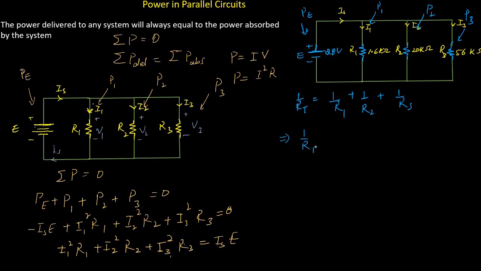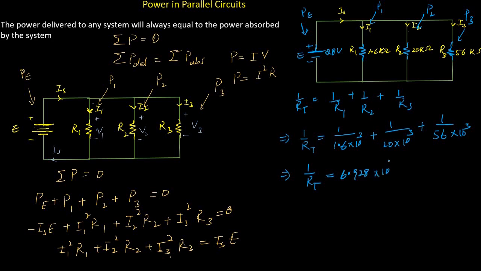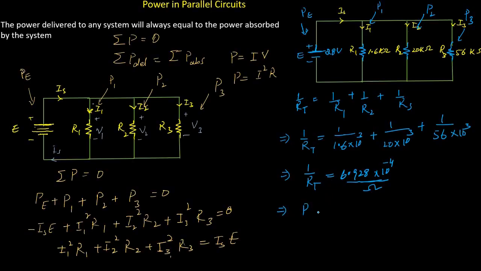Now the equivalent resistance: 1 divided by RT equals 1 divided by R1, which is 1.6 kilo ohms, plus 1 divided by R2, which is 20 kilo ohms, plus 1 divided by R3, which is 56 kilo ohms. After calculating this, we get 1 divided by RT equals 6.928 multiplied by 10 raised to the power minus 4 per ohm. Now the equivalent resistance from this equation is RT equals 1.44 kilo ohms. So the equivalent resistance of this parallel network is 1.44 kilo ohms.